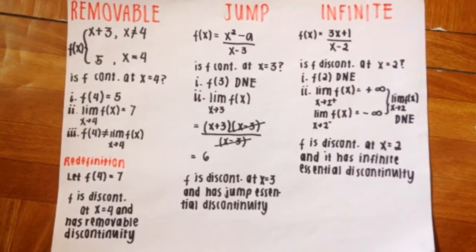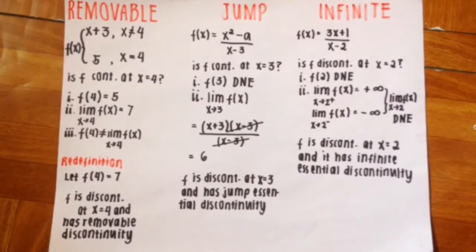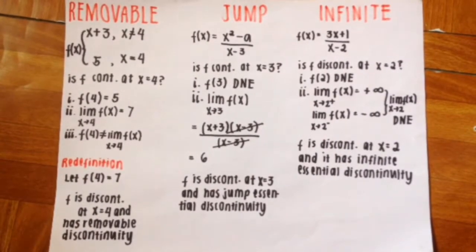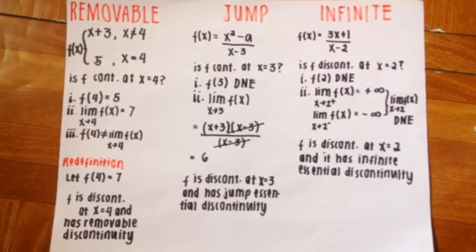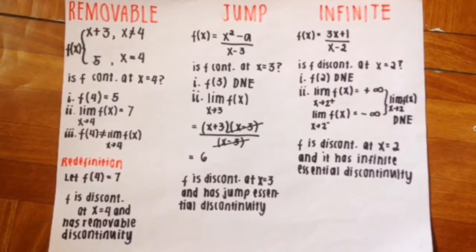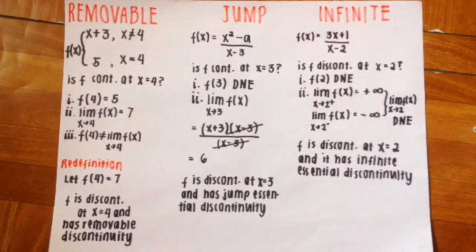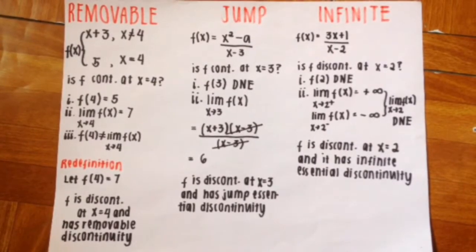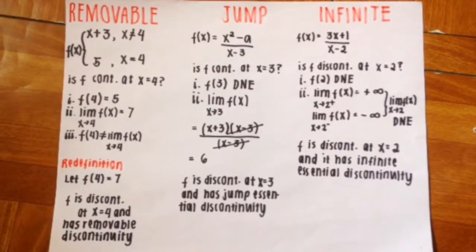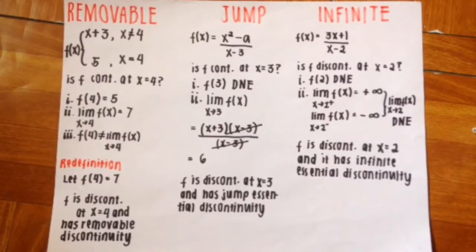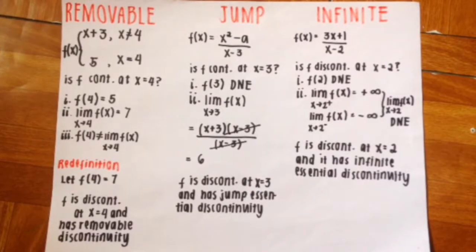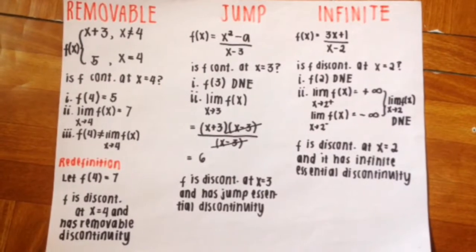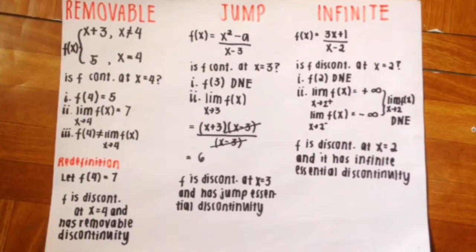Second is to identify the limit of f of x as x approaches 4. The limit is 7. Then, the third part, f of 4 is not equal to the limit of f of x as x approaches 4. Therefore, we arrive at the conclusion that f is discontinuous at x equal to 4 and has a removable discontinuity. To make the function continuous, we will redefine and let f of 4 be equal to 7.